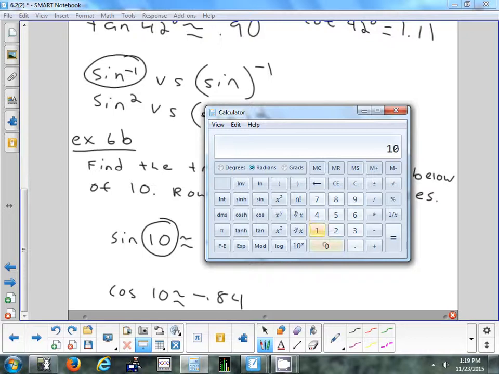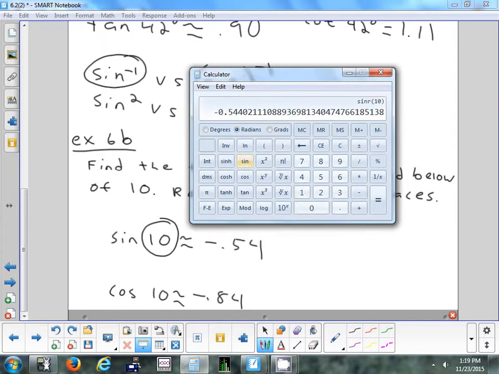So here you type in 10 sine, and I get negative 0.54. What does it say? Right here, it says sine radians. This calculator tells you that it did sine in radians. If it said sine D, it would be sine in degrees. Grads is another way to measure angles, but we don't use it. Sine H stands for hyperbolic sine. We don't use it. Maybe in calculus you'll talk about hyperbolic trig functions, but we don't in pre-calc.